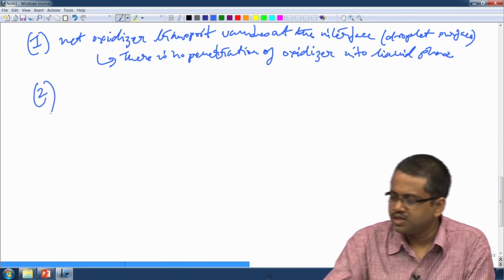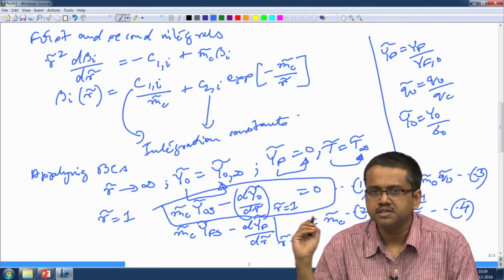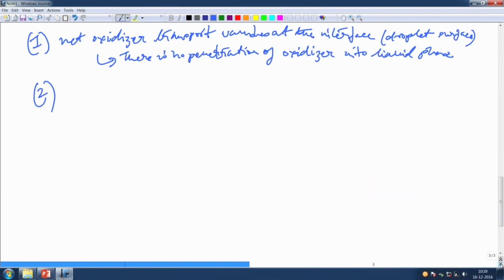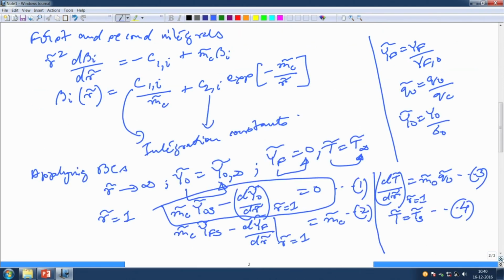The second, so this equation, this particular equation that we had, can also be written in a compact Dirac delta type of notation. So, net fuel transport is nothing but the same as fuel gasification, okay. That is also given over here. This is the expression that you see. On the right hand side you see the gasification or m c tilde, right.